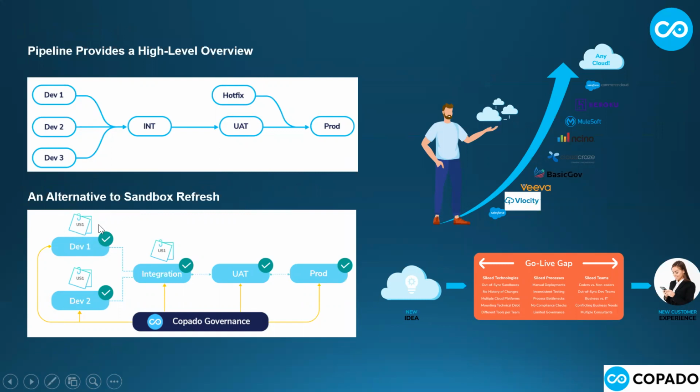Meaning, if you observe user story 1, you deployed from dev 1 to integration. This user story can be back promoted to the other dev orgs. So here, if you see dev 1 to INT, if you deploy something, you can back promote to dev 2 and dev 3 also. So that, from a metadata perspective, there's no need to do a sandbox refresh, right? Because all your orgs are in sync.